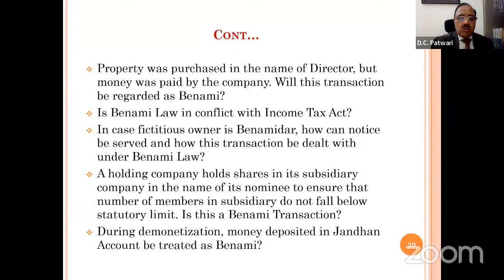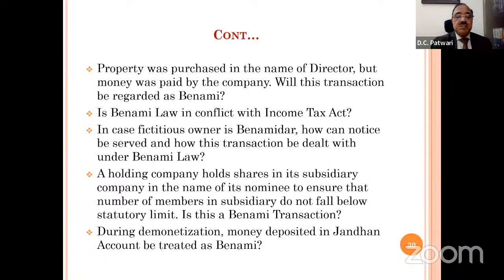Then, is Benami law in conflict with the Income Tax Act? Benami law and income tax law are in two different domains. Benami law deals with Benami properties and Benami transactions, whereas the Income Tax Act deals with evasion of tax or taxability of income. So there is absolutely no conflict. They complement each other. There can be interplay in some cases, but there is absolutely no conflict.